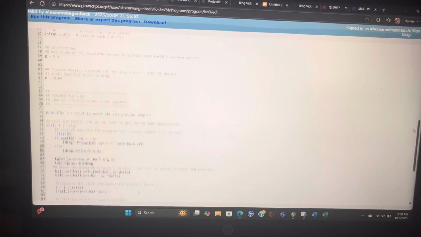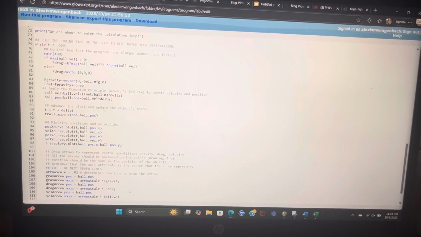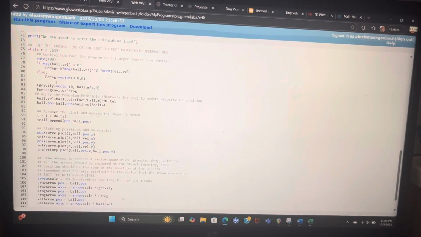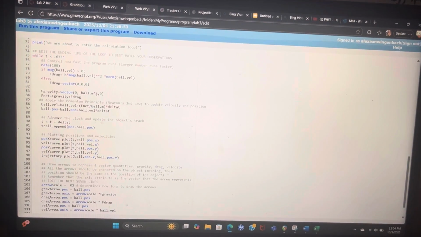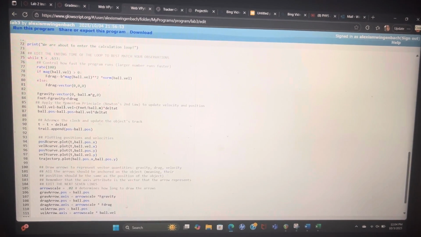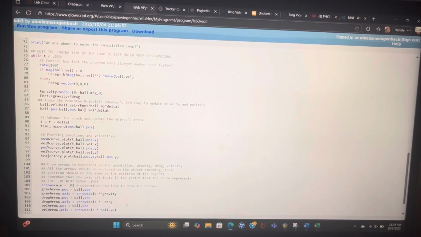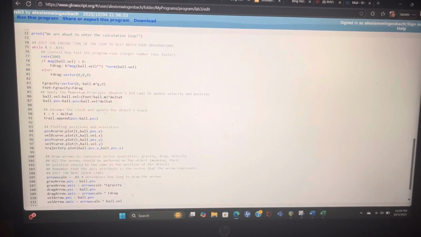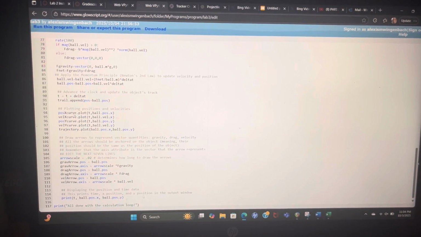So then the actual function, we loop it for 0.633 seconds. First we only include drag if velocity is greater than 0, otherwise the drag is going to be the 0 vector. Gravity is always going to be mass times gravity, so we set that. F net is equal to gravity plus drag, and then we're going to apply our momentum principle, which is Newton's second law, and update velocity and then position. Then we will update the clock, and then this is all visuals for the graph. So now we're going to run it.